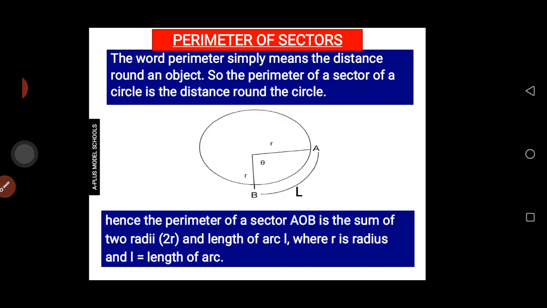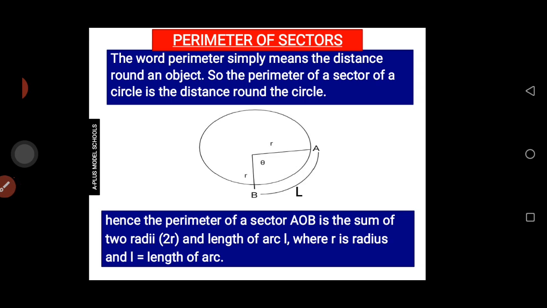Now let's go to perimeter of a sector. Don't forget, I've told you that a sector is bounded by 2 radii and an arc. And don't forget, the word perimeter means the addition of all the sides the shape is occupying. But here we are talking about a circle now, and the formula for finding the perimeter of a circle is 2 pi r. So the word perimeter simply means the distance around an object.